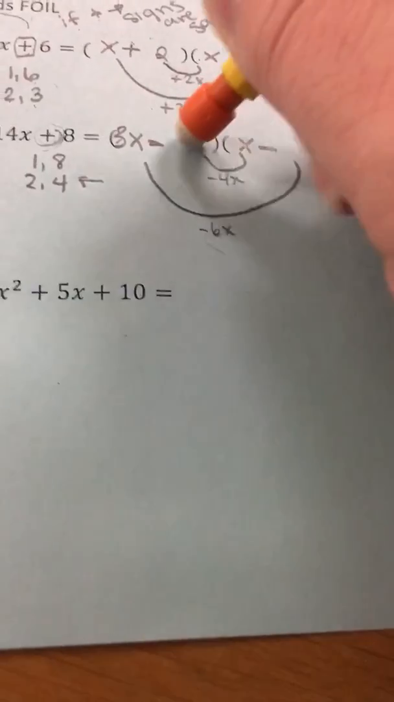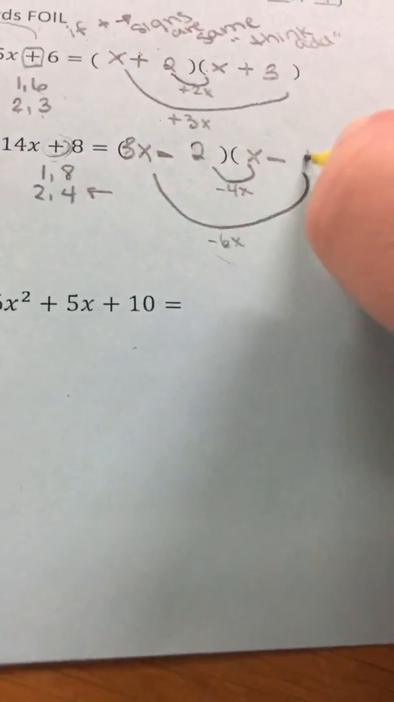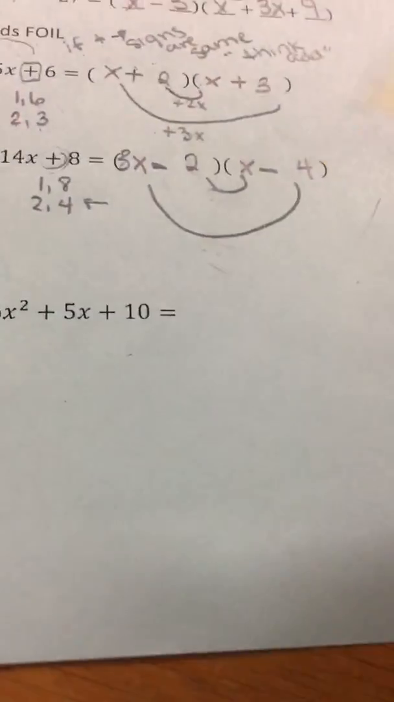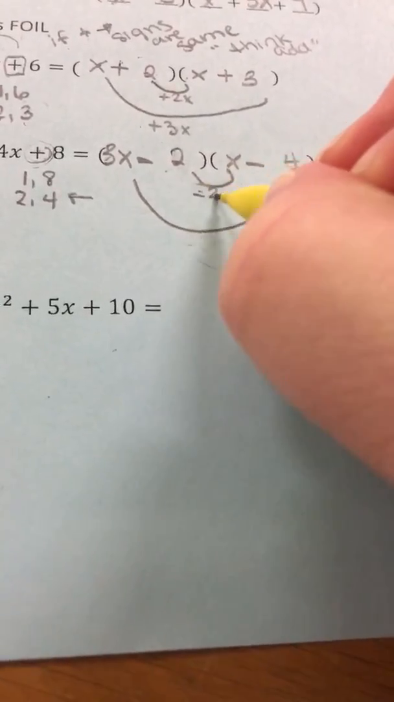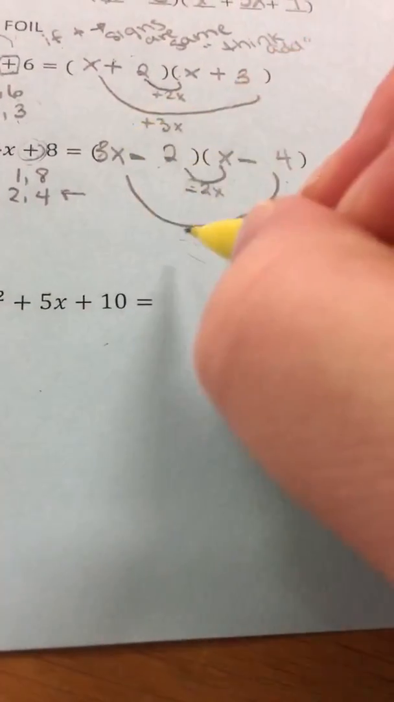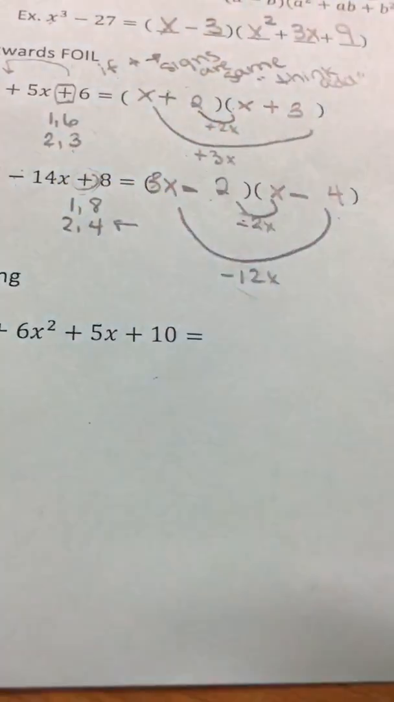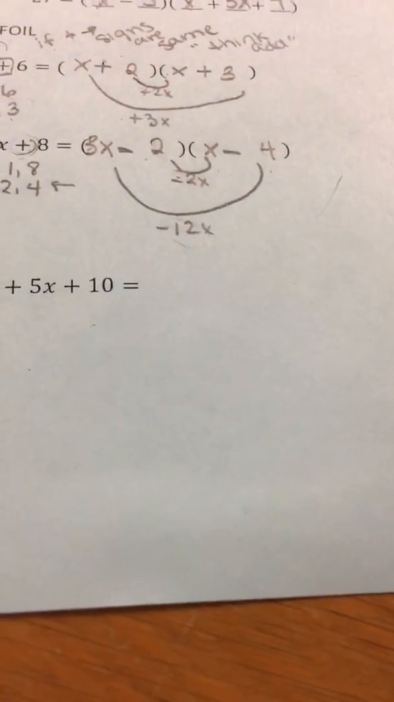But remember, we have to switch them around. So I'm going to try the 2 and then the 4. So 2 and 4, and I'm going to erase this part here. This is when it's nice to have a whiteboard to work on. Negative 2 times x, that's negative 2x. Negative 4 times negative 3x, that's negative 12x. Does that add to get me the negative 14? Sure does. So that is how I unfoil that one.